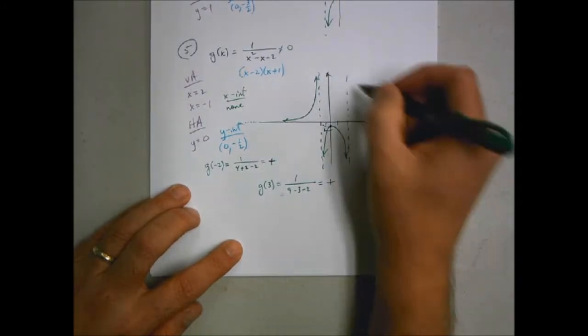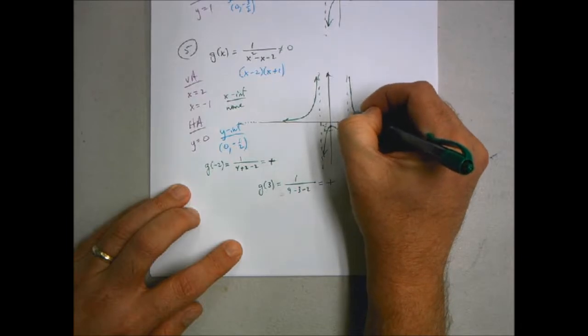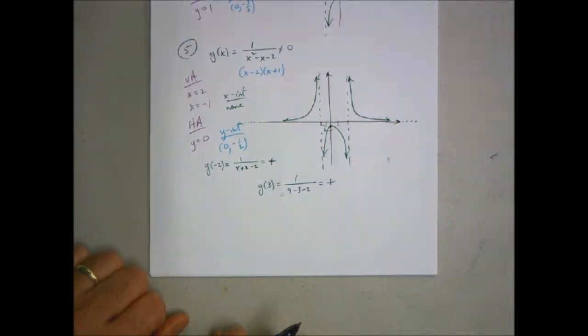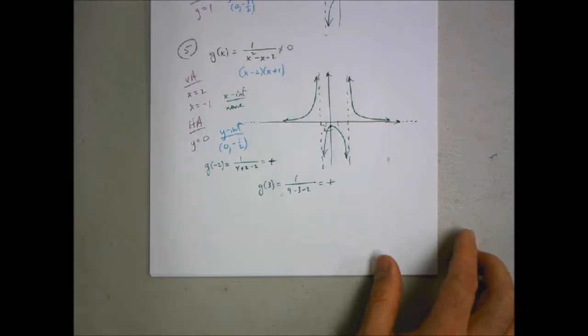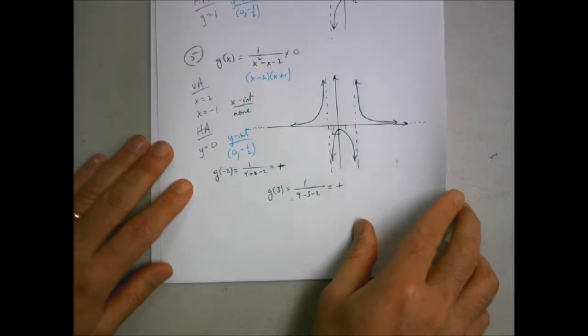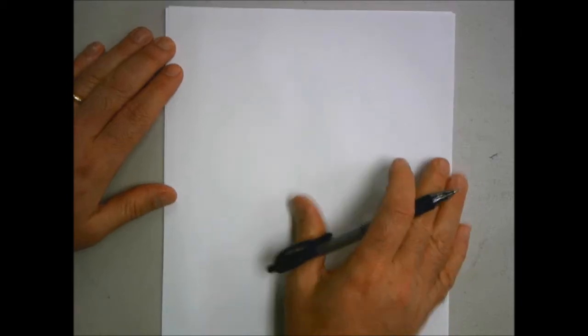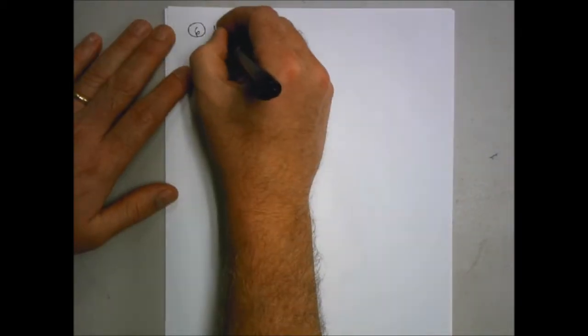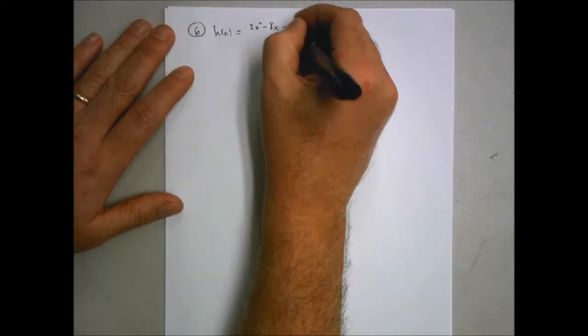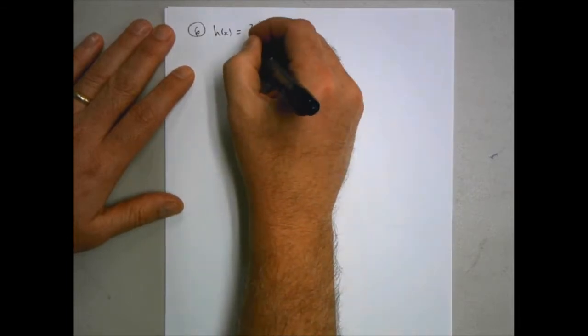And we have 2 more that we're going to do. So number 6, h of x equals 2x squared minus 8x minus 10, and the bottom is x squared plus 2x minus 3. I'm going to just factor it right now to save ourselves some time. So 2 times x minus 5 times x plus 1 all over x plus 3 times x minus 1.